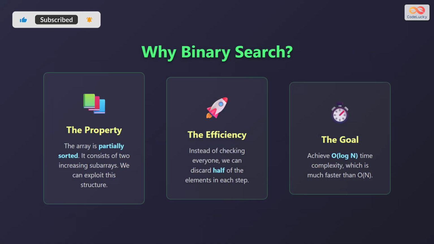To get logarithmic time, we need to discard half of the search space at each step. Even though the array is rotated, it still maintains two increasing sorted segments. We can use a modified binary search to exploit this property.